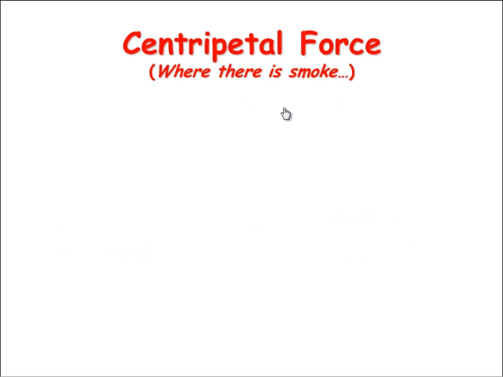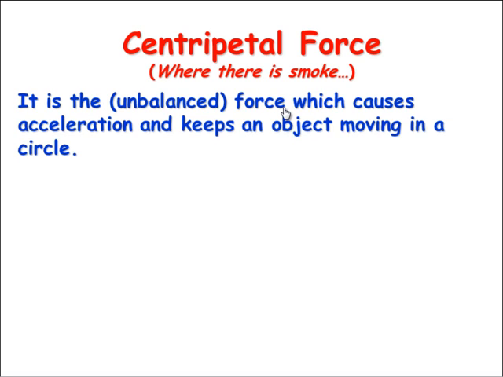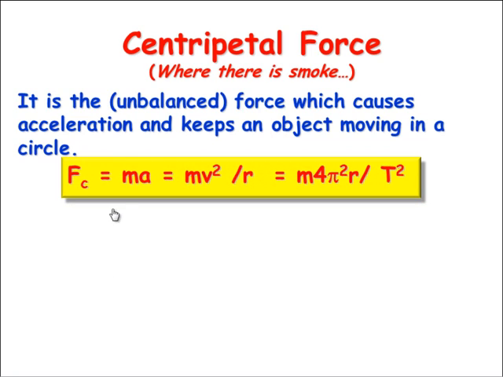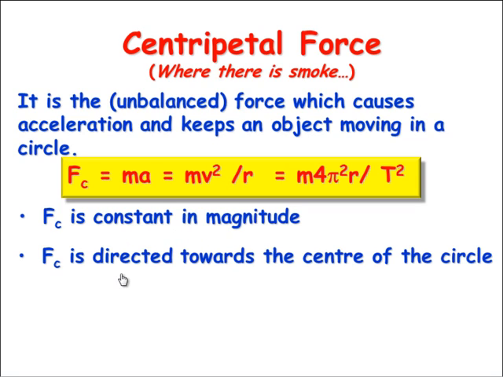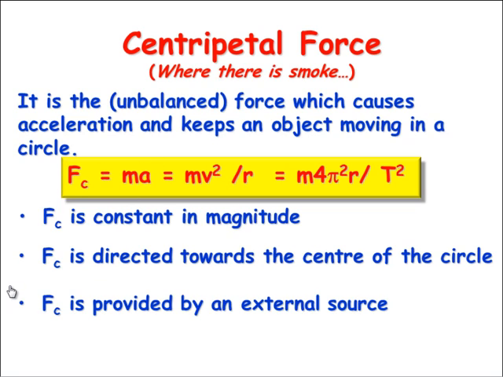So things to note about force. Where there's smoke, there's a fire. Where there's acceleration, there's going to be a force. So we've got an unbalanced force causing this acceleration and keeping it moving in the circle. Now F equals ma. a is v squared over r, so we've got m v squared on r, or m 4 pi squared r over T squared. Now, things to note is the centripetal force is constant in magnitude. It's always directed towards the center of the circle, and it must be provided by an external source.